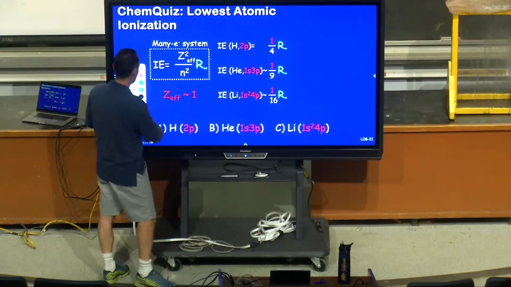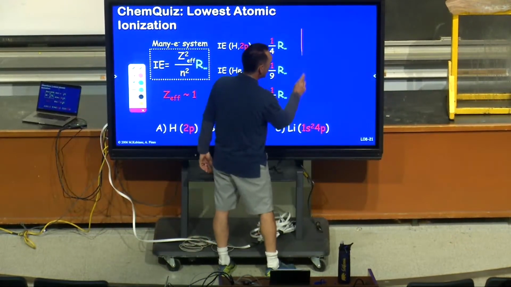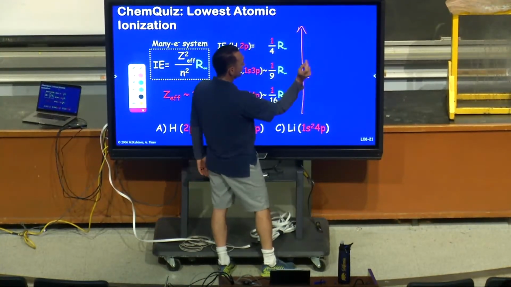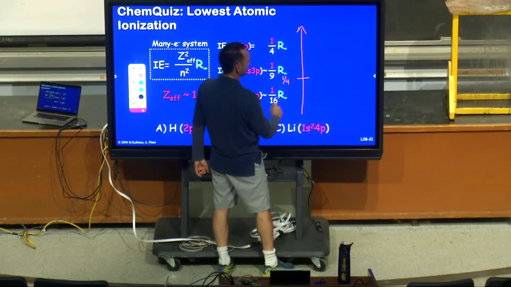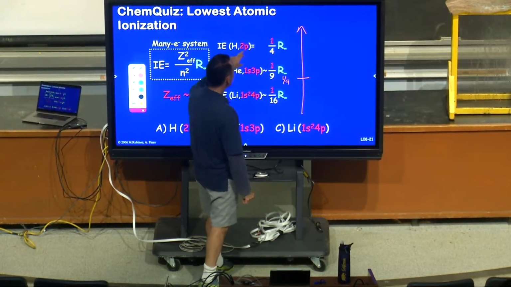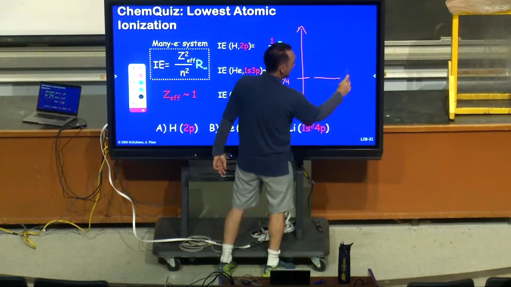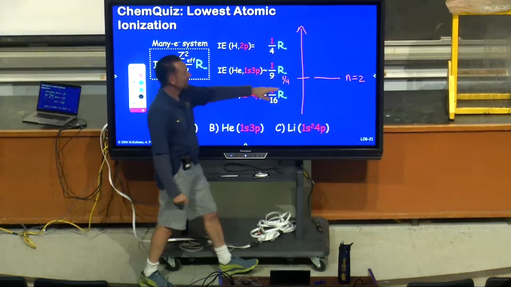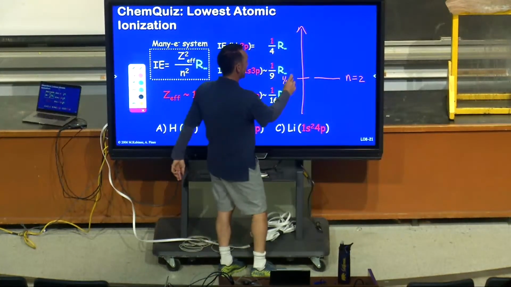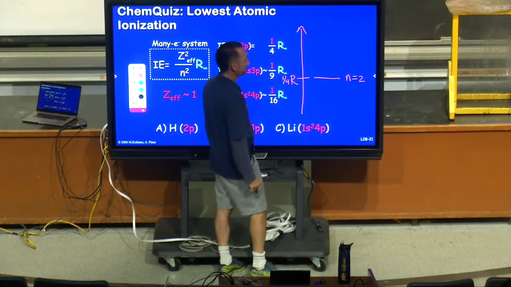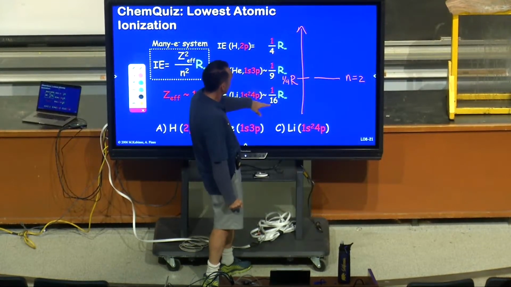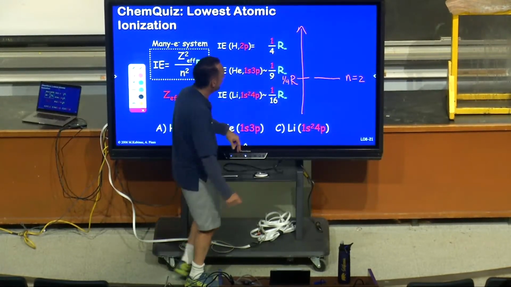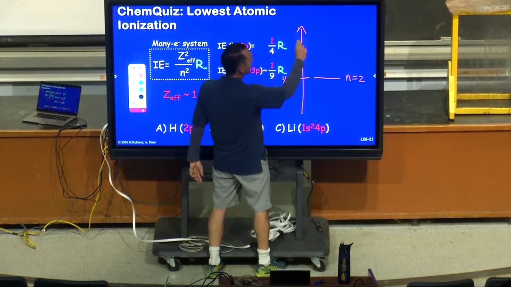If we plotted the energies, here's 1/4 of a Rydberg worth of energy. And that is the energy of n equal 2 for hydrogen. If you said z squared over n squared for hydrogen, you'd get 1/4 of a Rydberg. These energies are this 16th of a Rydberg. So this is something like n equal 4, but it's a 16th of a Rydberg. That's up here.